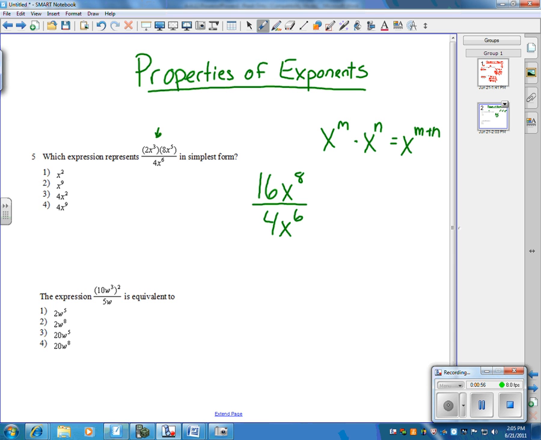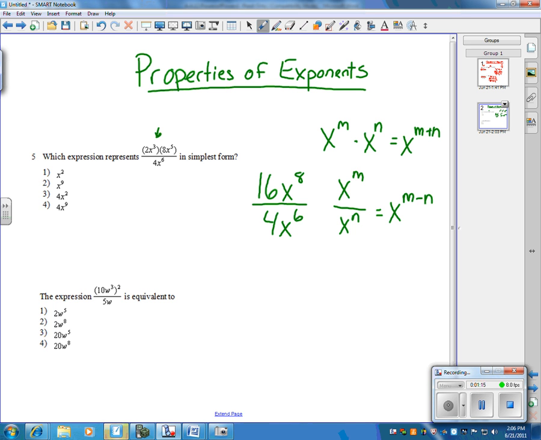Now, opposite of multiplying exponents, you have dividing. When you divide exponents and have a fraction, what's happening is you're going to be subtracting those exponents. So in this case, it's 16x to the eighth over 4x to the sixth.